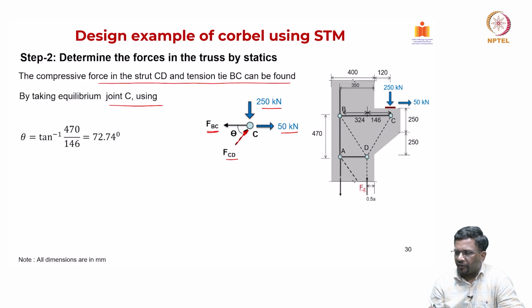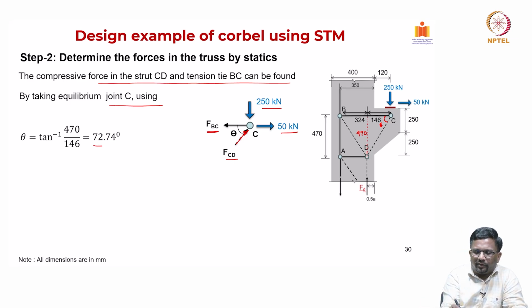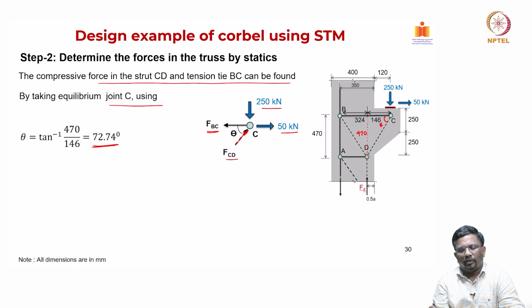So, basically we can calculate this theta, right. So, this theta can be calculated, how do you calculate this theta? So, basically, right, this is your 470 and this is 146. So, theta is going to be 470 by 146, and you take tan inverse, the angle is again 72.74, which is greater than 25 degree, right.